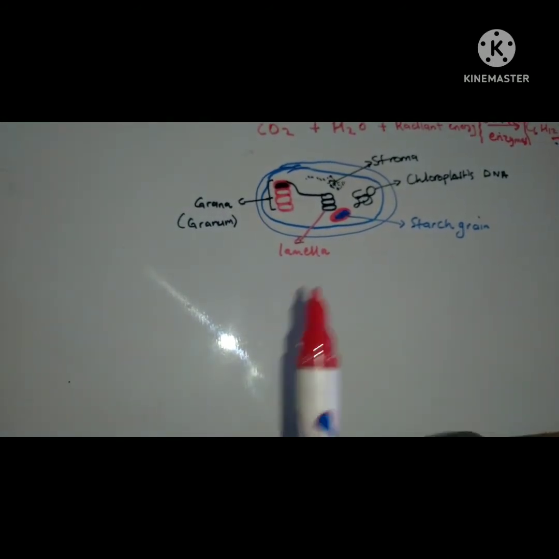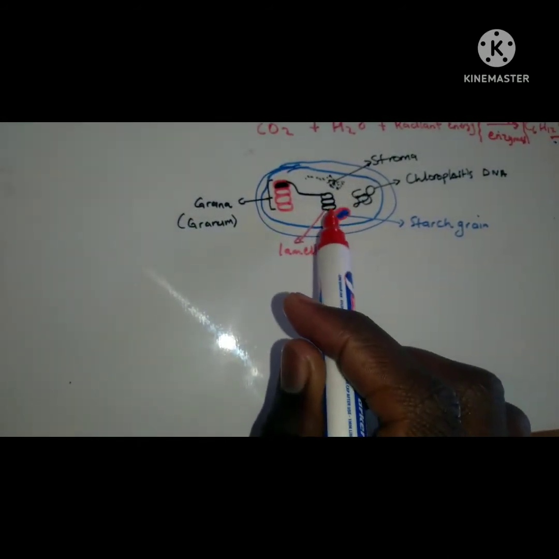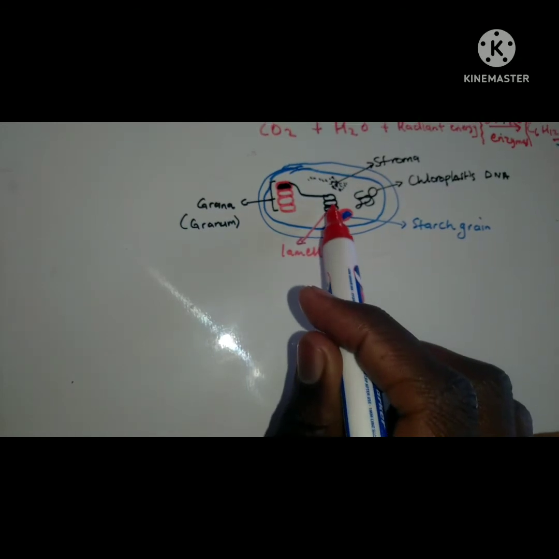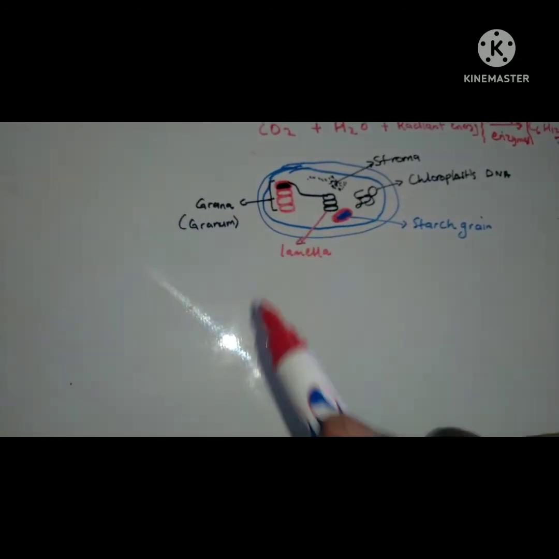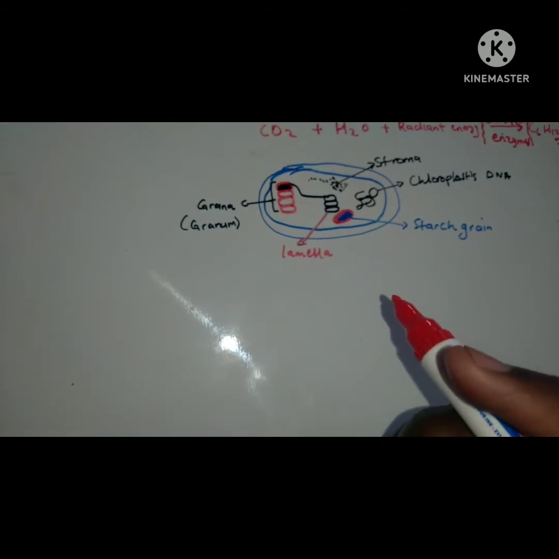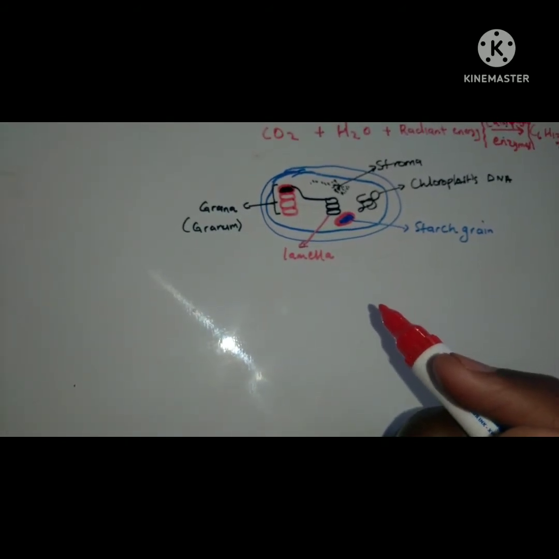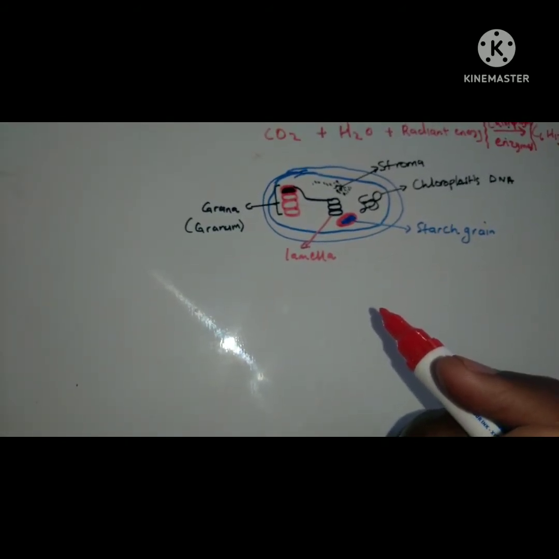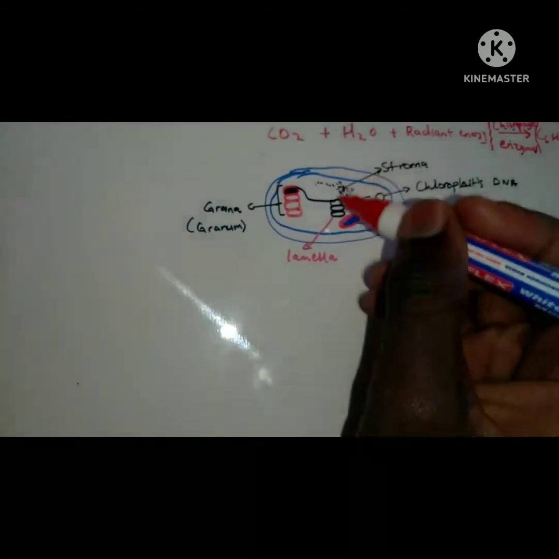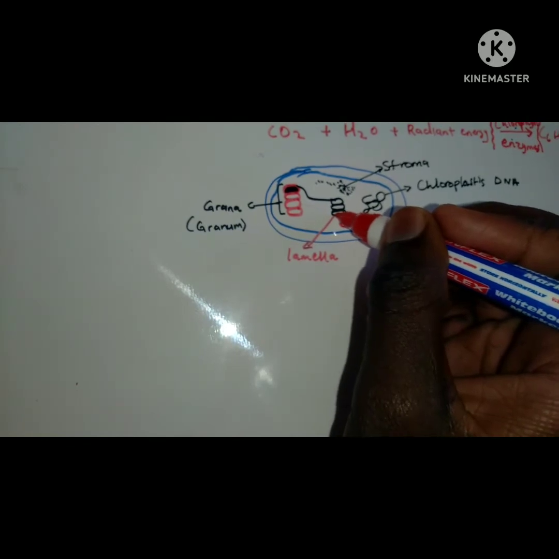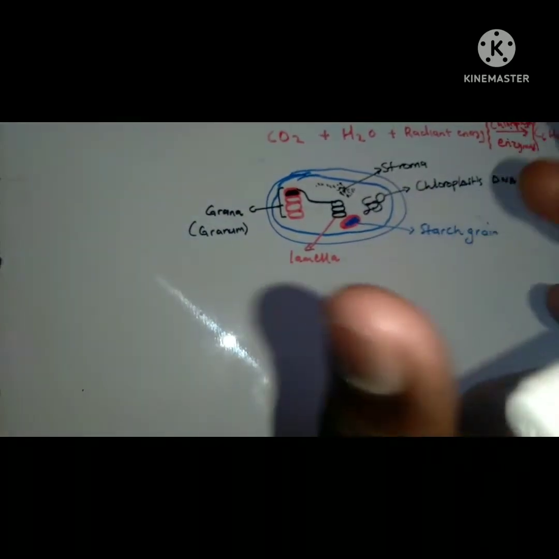A lamella. So what does a lamella do? A lamella will be the outer protective shield of this whole thingy. So this is called a lamella. So a lamella is a membrane. Remember, what is the function of membranes? Is to cover the outer parts of an organ, or an organelle rather.